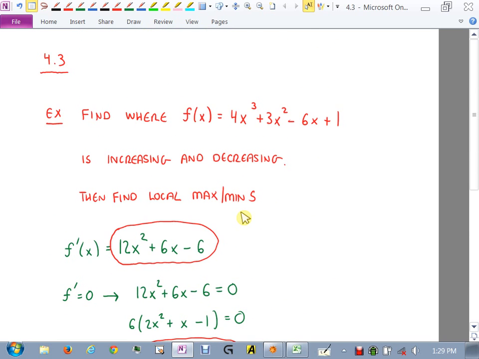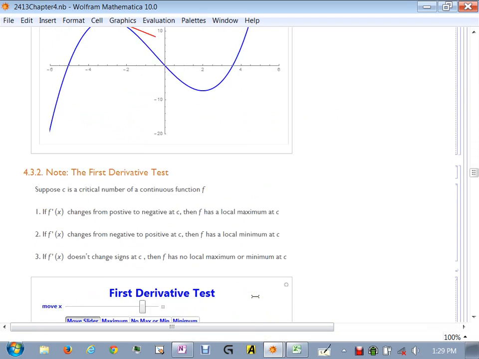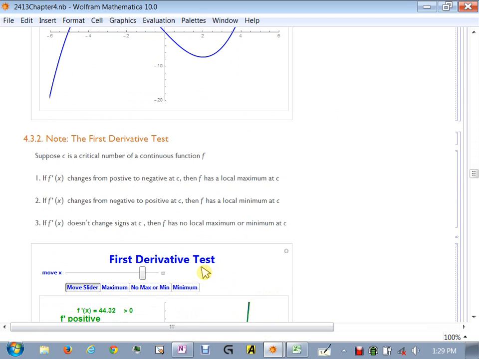All right, let's answer the second part. Find the local maximums and minimums. So let's talk about what it would take to find the local max and min. And to do that, I'm going to go back to this. I'm going to go to that first derivative test.